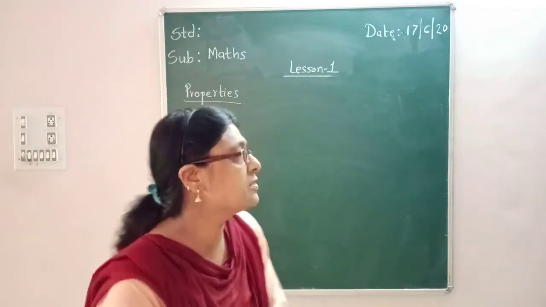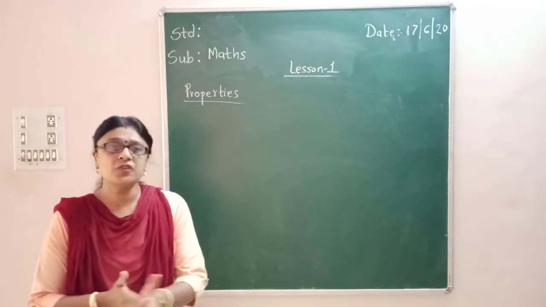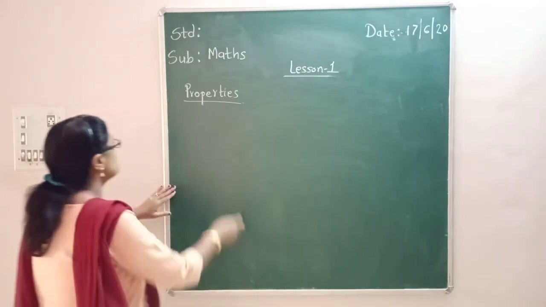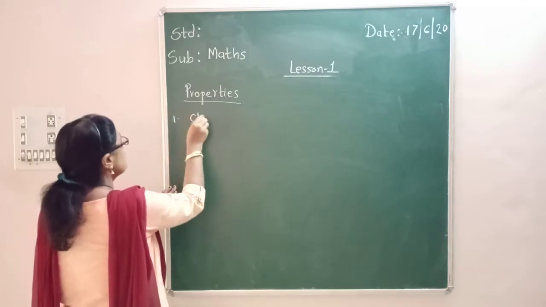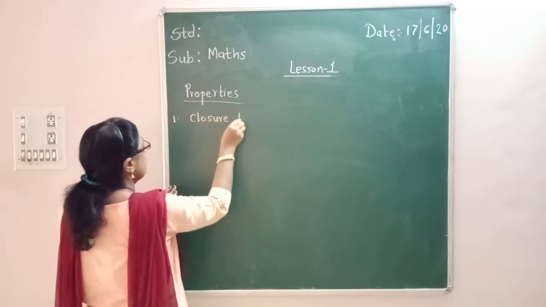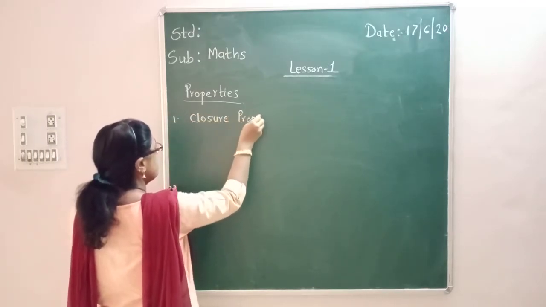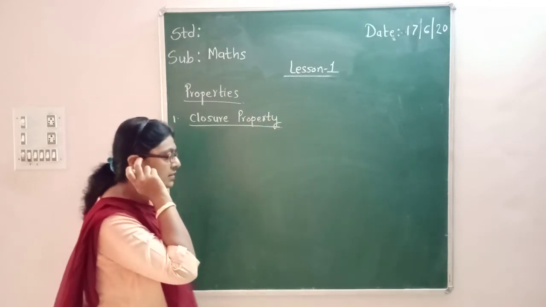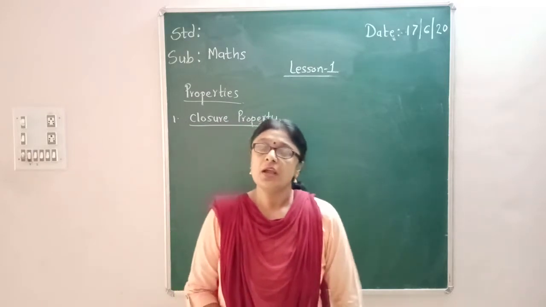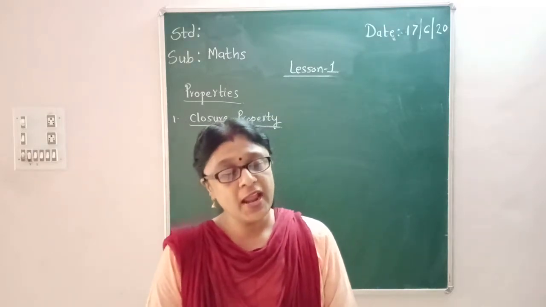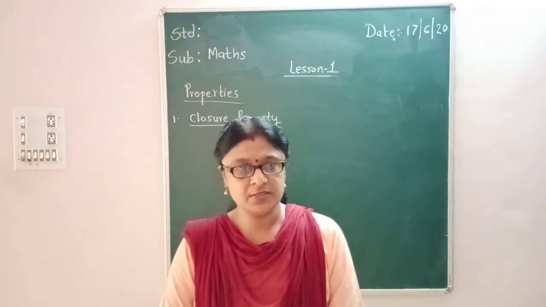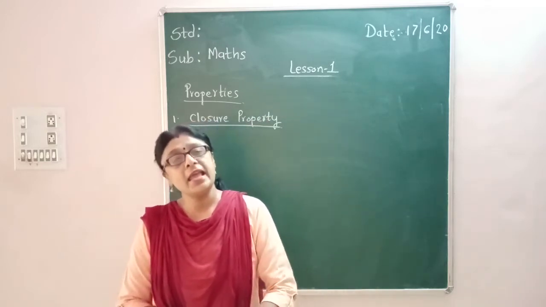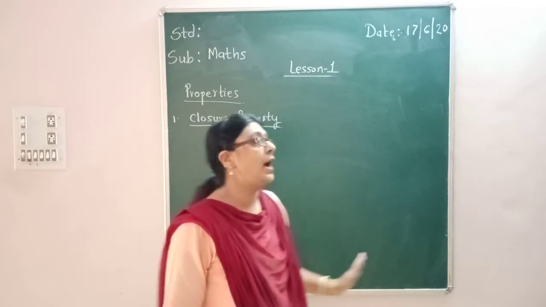Now yesterday we finished exercise 1.1. So now our today's topic is the properties for addition and subtraction for integers. In that, the first property is the closure property. Okay. Now what does the closure property say? Closure property says that if A and B are integers, then A plus B is also an integer.